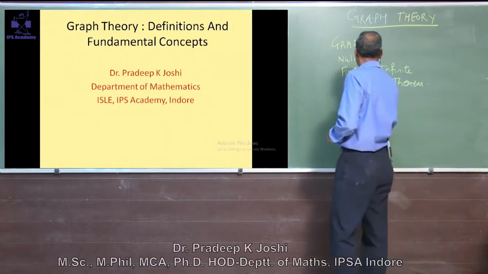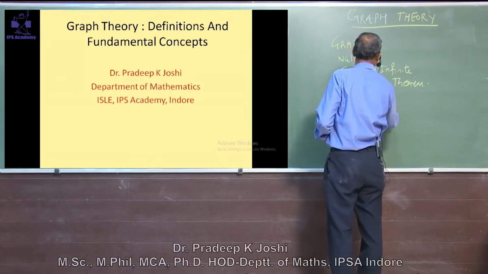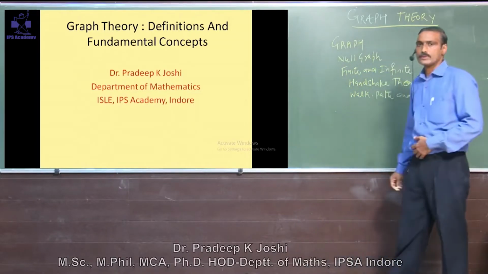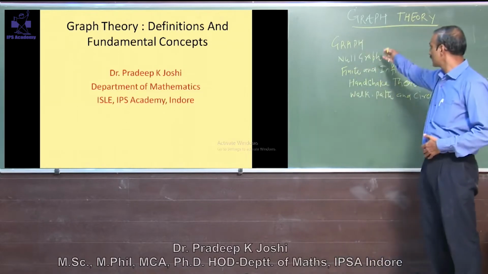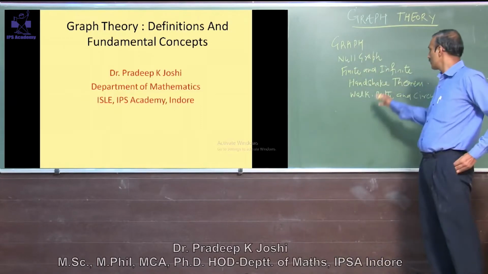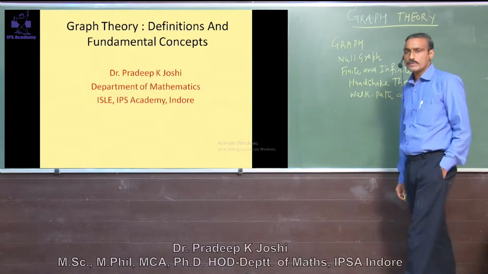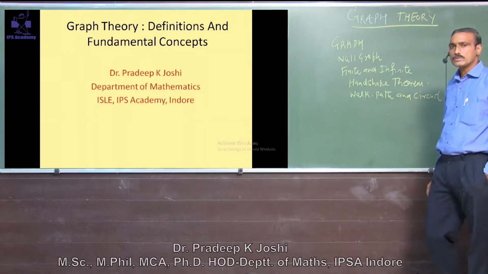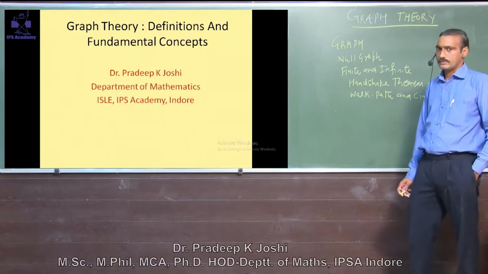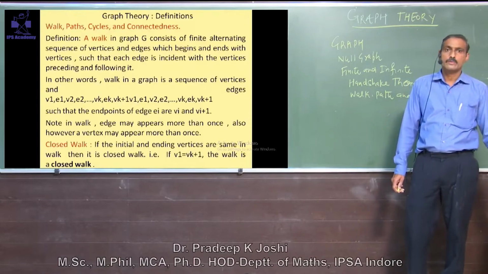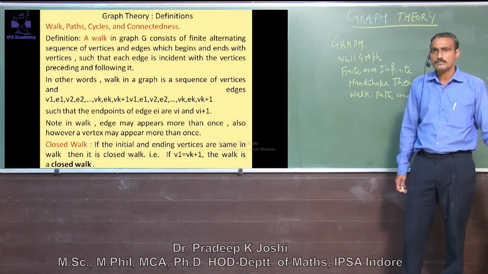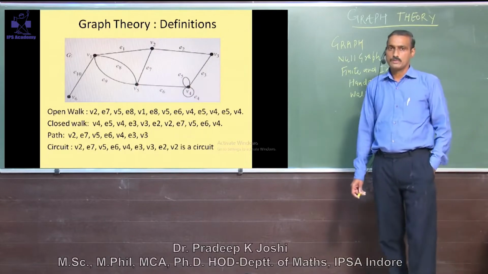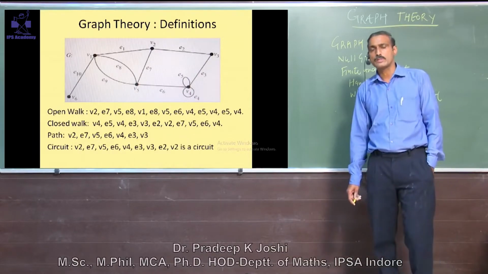And the definition of walk, path, and circuit. In the last lecture, we discussed graph, null graph, finite and infinite graph, the handshake theorem, and walk, path, and circuit. Today, we will discuss some examples on walk, path, and circuit. We have already discussed the definitions. Now we consider the example of walk, closed walk, path, and circuit.